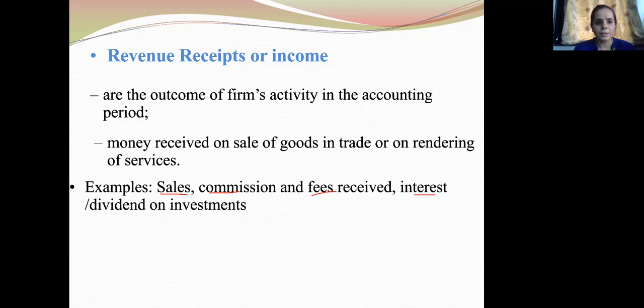Now please, students, pay attention to one more thing. On the income side, there are two things: one is a receipt and another is a profit. So please don't mix up your receipts and profits. Profit is a little bit different from the receipt. Let us see what the profit is. And again, there are two types of profits. Which are they? Let us see.